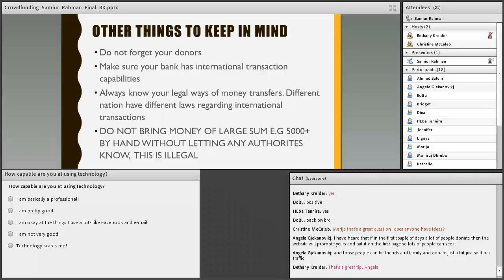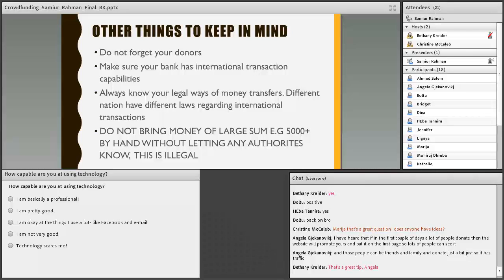Also know your legal ways of transfer, because different countries have different laws. Like in my country, if you want to transfer more than $5,000, you need to let the authorities know why you're transferring it. So you have to give the police or the bank information that this is your crowdfunding, you did it with GoFundMe.com, and this is how you're going to use it, so that there's no question of legal trouble, right?